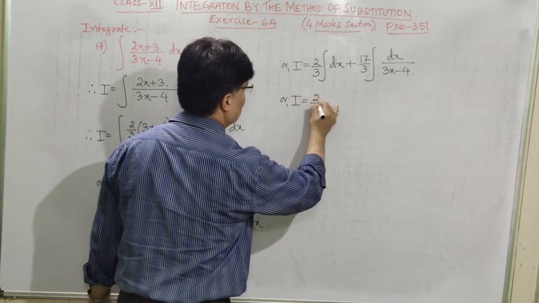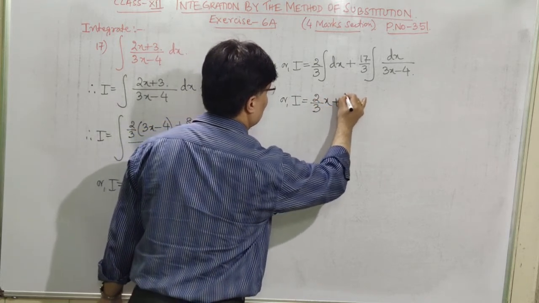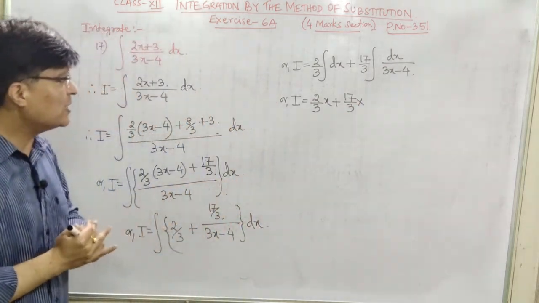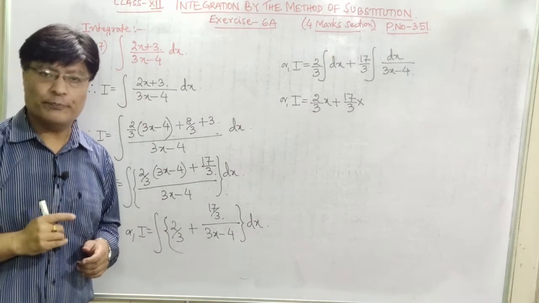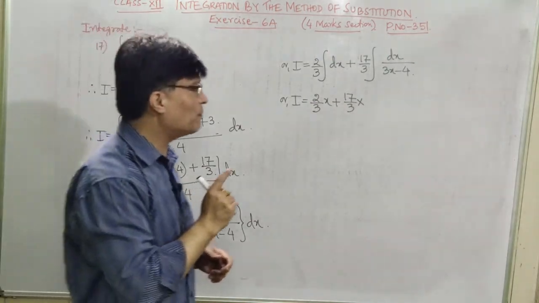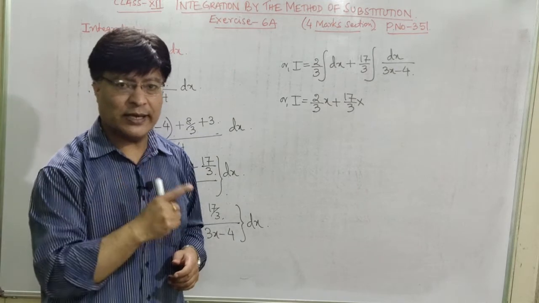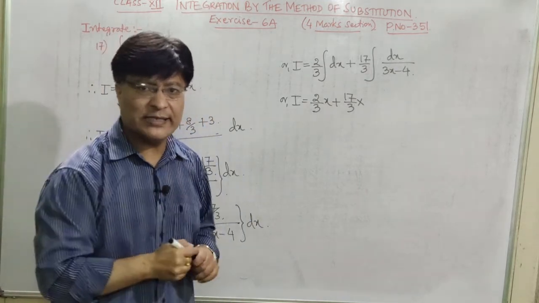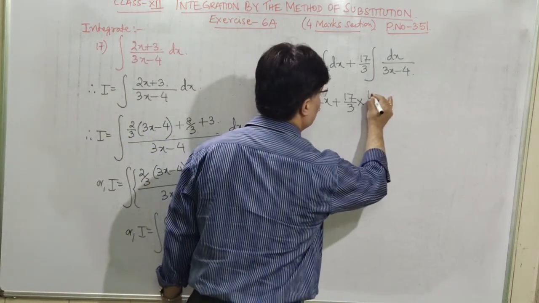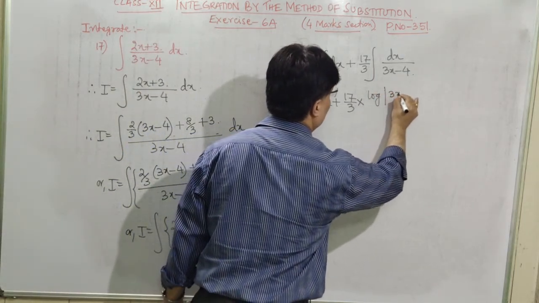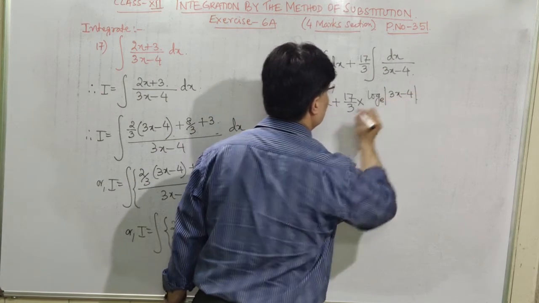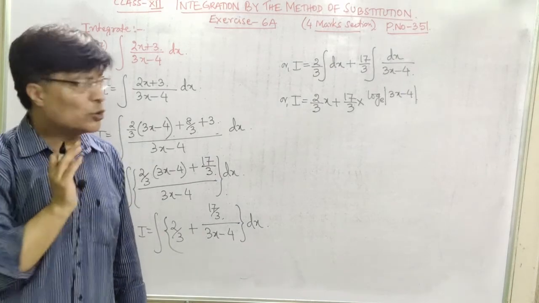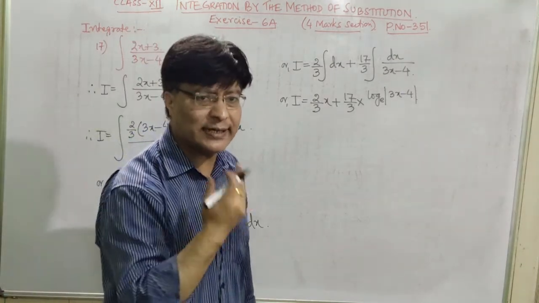So I is equal to 2 by 3 into x plus 17 by 3 is kept as it is into. Now let us integrate dx divided by 3x minus 4. Now in the denominator, what is the power of x? It is 1. This 3x minus 4 can be taken as x. So what is the integration of 1 by x dx? It is log x. But here log within mod, what is x here? 3x minus 4, the base is e. But this is not the only integration here. So which function was taken as x to integrate it?